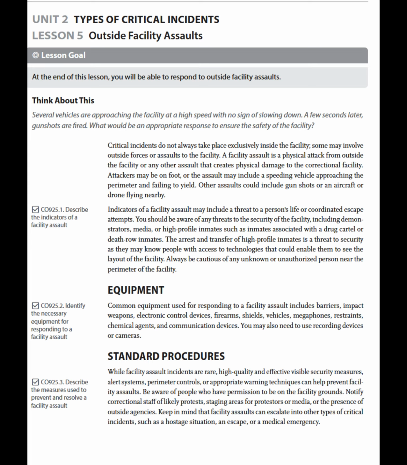Standard procedures. Describe the measures used to prevent and resolve a facility assault. While facility assault incidents are rare, high-quality and effective visible security measures, alert systems, perimeter controls, or appropriate warning techniques can help prevent facility assaults. Be aware of people who have permission to be on the facility grounds.